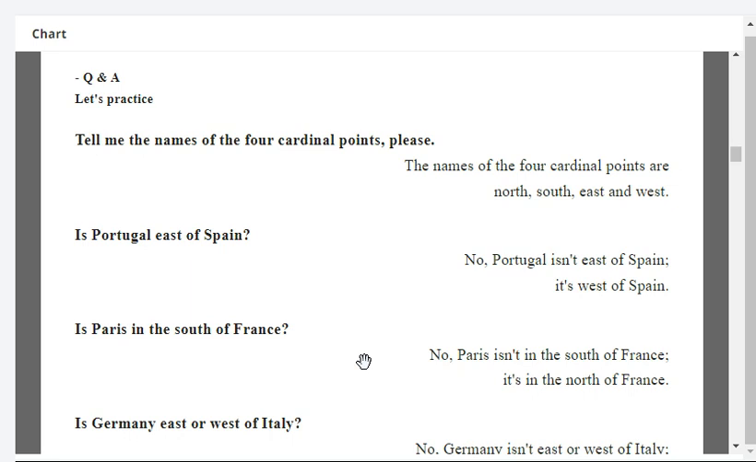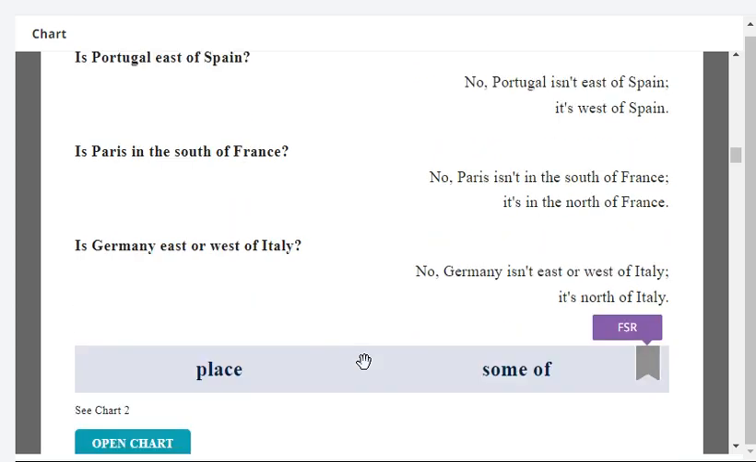Isn't Portugal east of Spain? No, Portugal isn't east of Spain. It's west of Spain. Is Paris in the south of France? No, Paris isn't in the south of France. It's in the north of France.